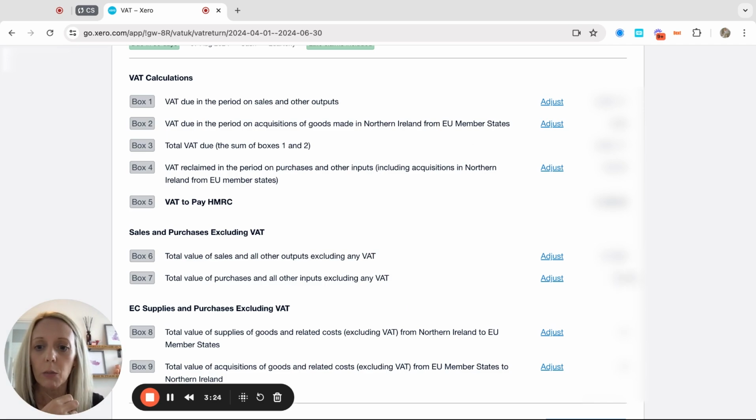It won't necessarily work with the purchases, because included in this purchases figure will be things that are either 0% VAT or no VAT, zero VAT rated and things like that. So the purchases side will not always work. So that's the first thing to check.